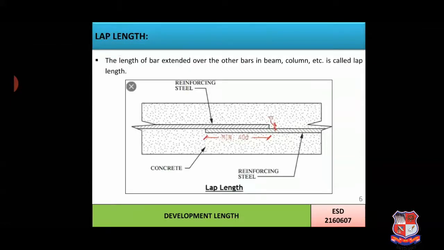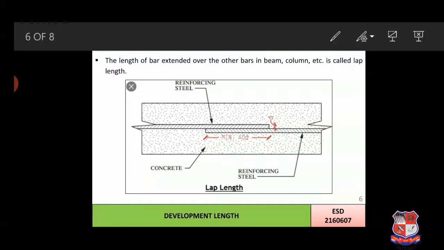Now further moving, lap length. The length of the bar extended over the other bars in the beam, column, etc. or any structural member is called lap length. In simple words, I can say the overlap length of the bars is called the lap length. Over here we have shown it in the figure, that is known as lap length.